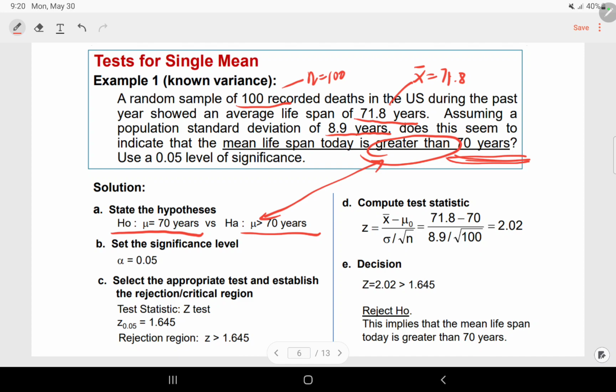Why do you think the researcher came up with that? That's because nakita niya sa record niya na 71.8. Tumaas ang mean lifespan. So this means that this difference is significant. Significant kaya yung 1.8 difference na yun? That will be answerable by statistics. Di tayo pwedeng mag-base lang sa figure. So the next step is to set the significance level, that is 0.05. Given na siya, letter C.